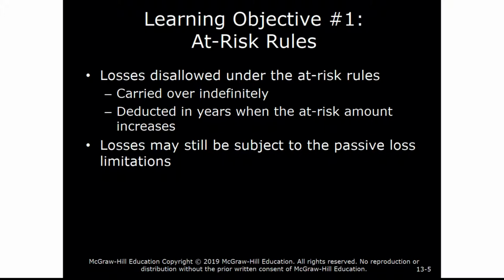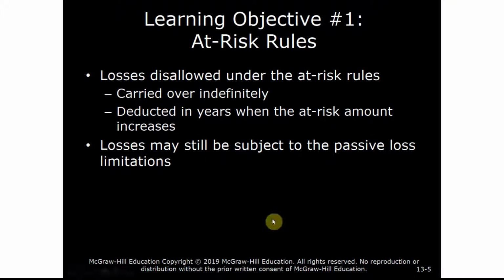Loss is disallowed under the at-risk rules in the event that an investment's losses are greater than the at-risk amount. Well, then those losses are suspended. Those losses are temporarily disallowed. However, they do carry over indefinitely, so in the event the at-risk amount increases in the investment to offset against these losses in the future, they can be applied then at some point when these at-risk amounts increase. It's deducted in the years when the at-risk amount increases, and I'll give you an example of that.